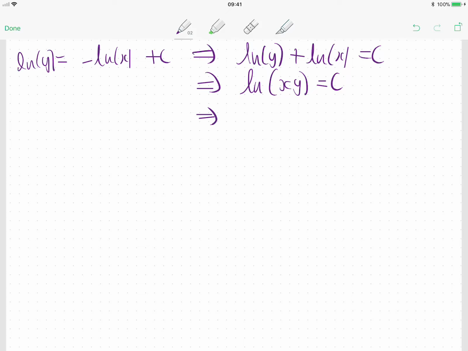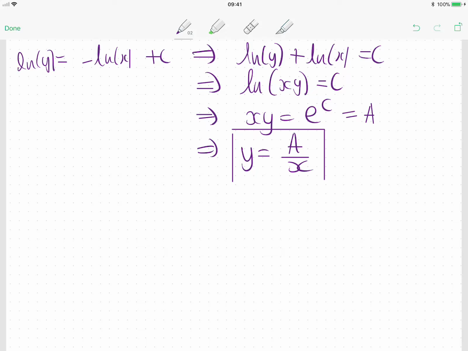So to remove the log, take e of both sides. We have x times y is e to the c. I'm just going to give that a new name. It's just some number, I'm going to call it a. So finally, y equals this constant a divided by x. And there you go, there's our general solution to this problem.